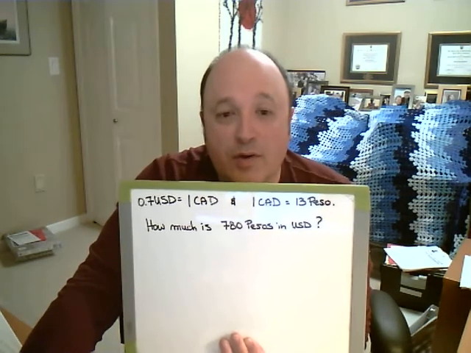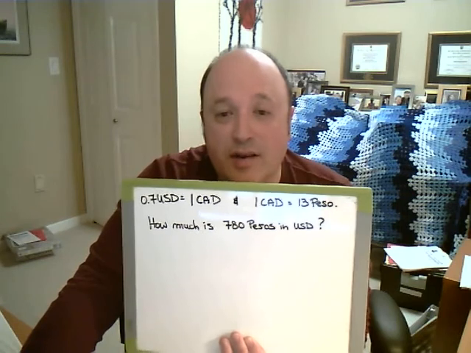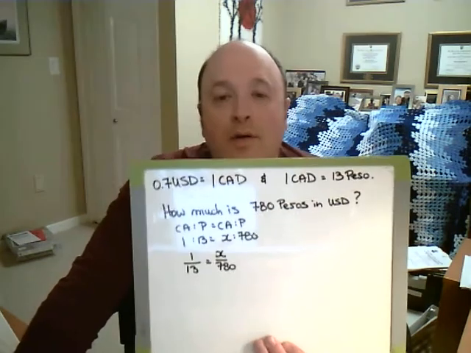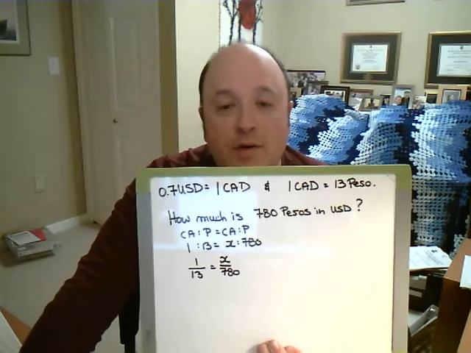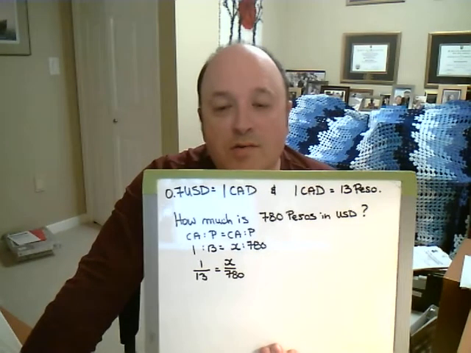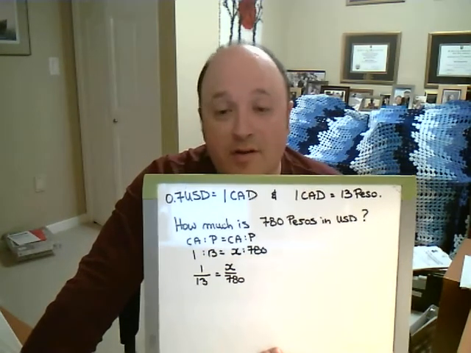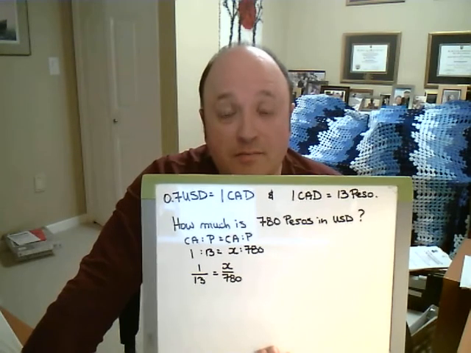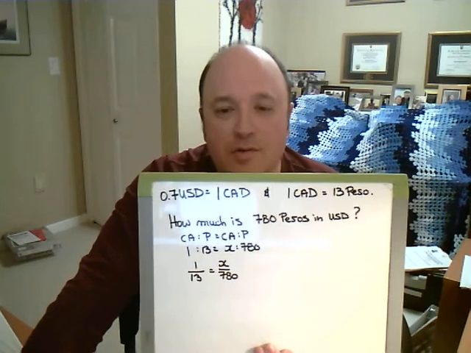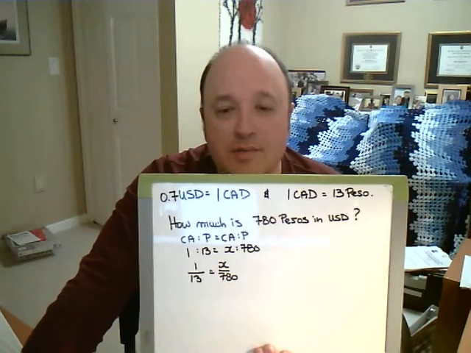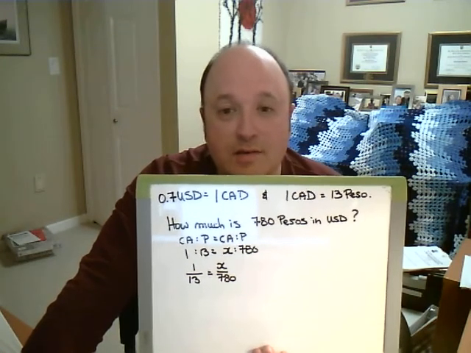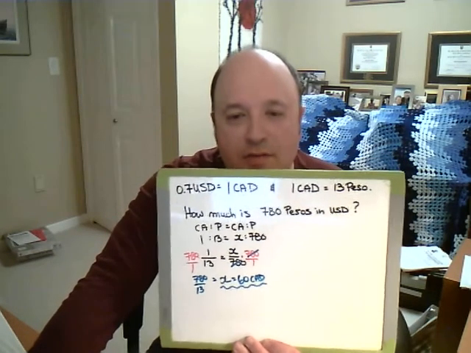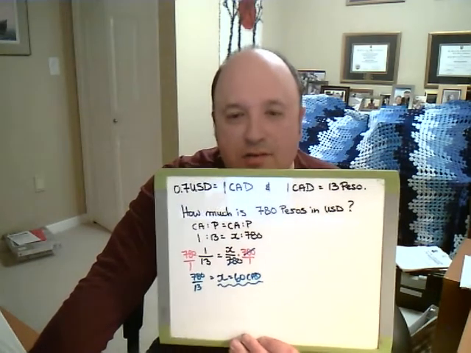So first of all, we got to figure out how much 780 pesos is in Canadian dollars. So let's start there. Okay, so I set up the ratio, right? 1 Canadian dollar is 13 pesos, so X Canadian dollars is 780 pesos, and I convert that to fractions. Do I need to flip? No, X is already on top, so I just times by 780 to both sides and see what we get. Okay, so I wind up calculating 780 divided by 13 gets me 60 Canadian dollars.